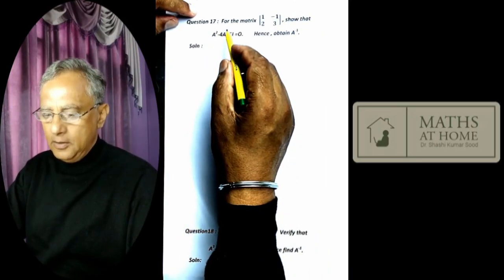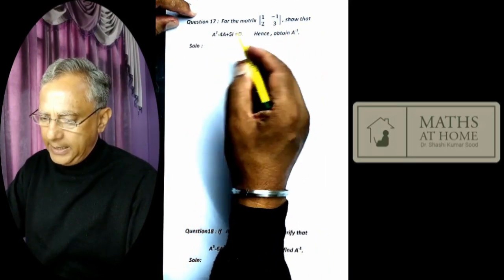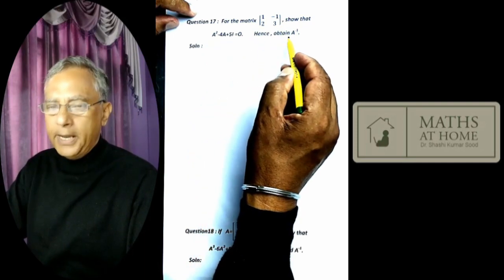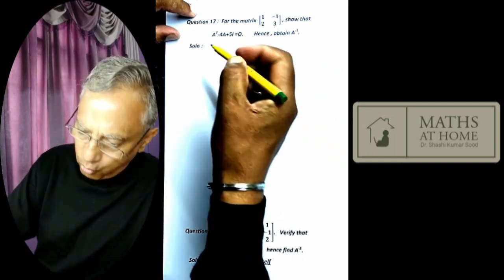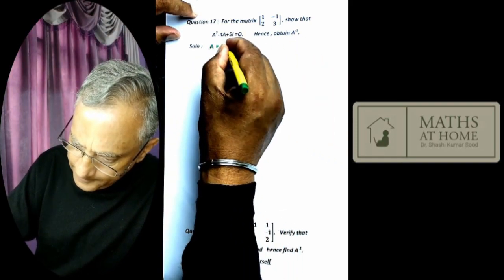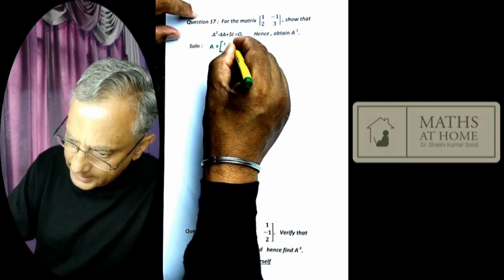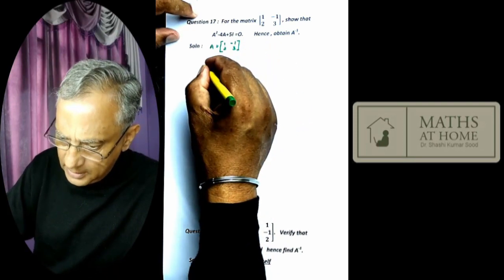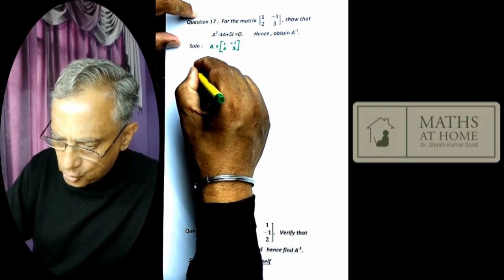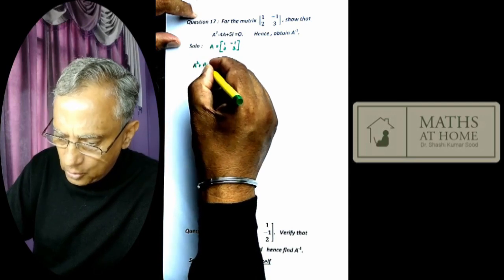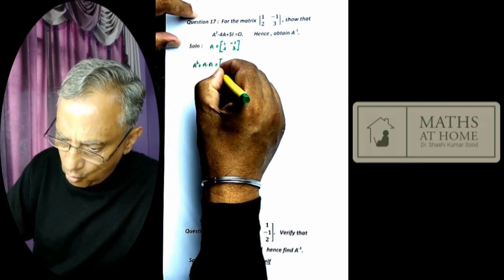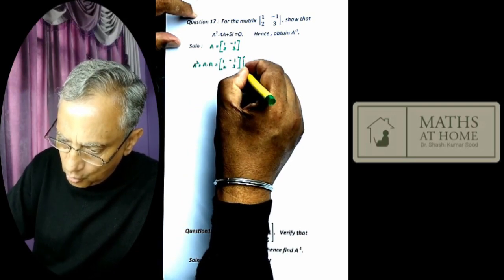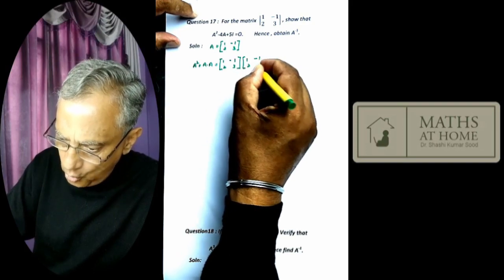Next question is, for the matrix this, show that A square minus 4A plus 5I is equal to 0. Hence obtain A inverse. Now first, A is given to be 1, minus 1, 2, 3. What we do is we find A square. A square is A into A. This is equal to 1 minus 1, 2, 3 into 1 minus 1, 2, 3.